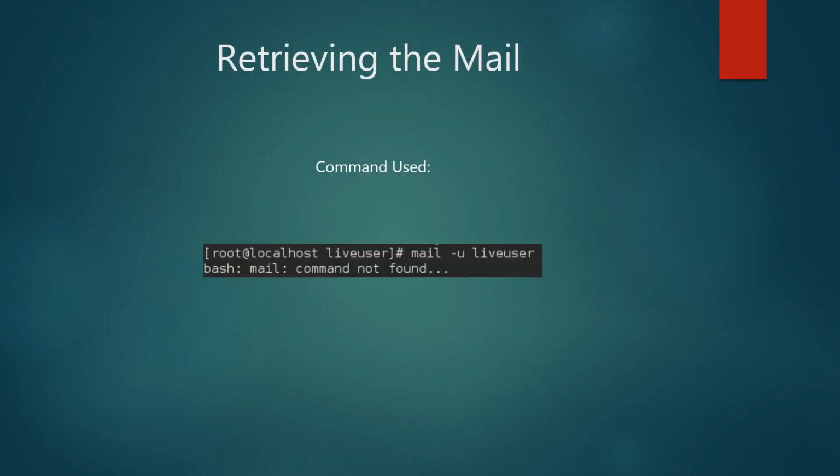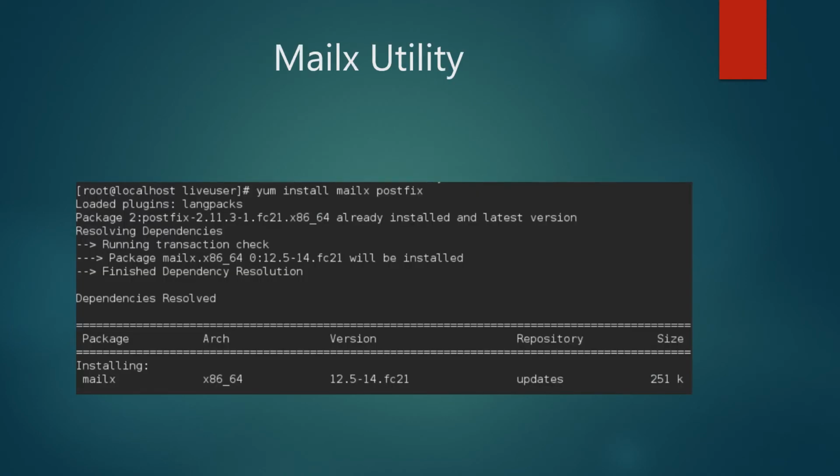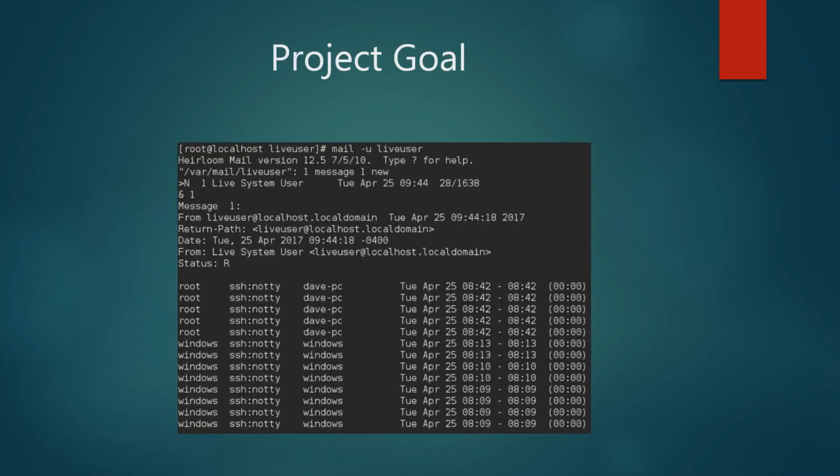So retrieving the mail brought upon a little issue. I didn't know at the time that the mail utility had to be manually installed, so I found the utility name and installed that, as you can see here. And then using this command, I was able to find the email finally.